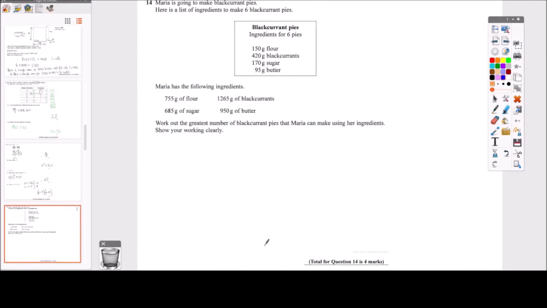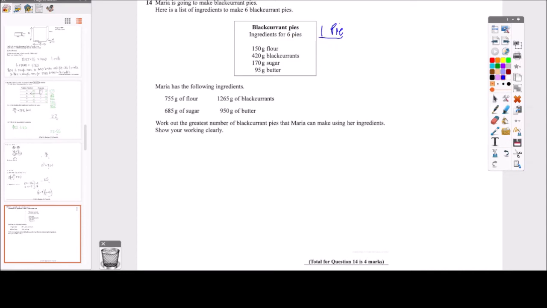Question 14. Now I think for this, we've got the ingredients for 6 pies. I think it's going to be easier if we consider how much ingredients you need for 1 pie. So what I'm going to do, I'm going to divide each of these ingredients by 6 to work out how much of each ingredient I need for 1 pie.